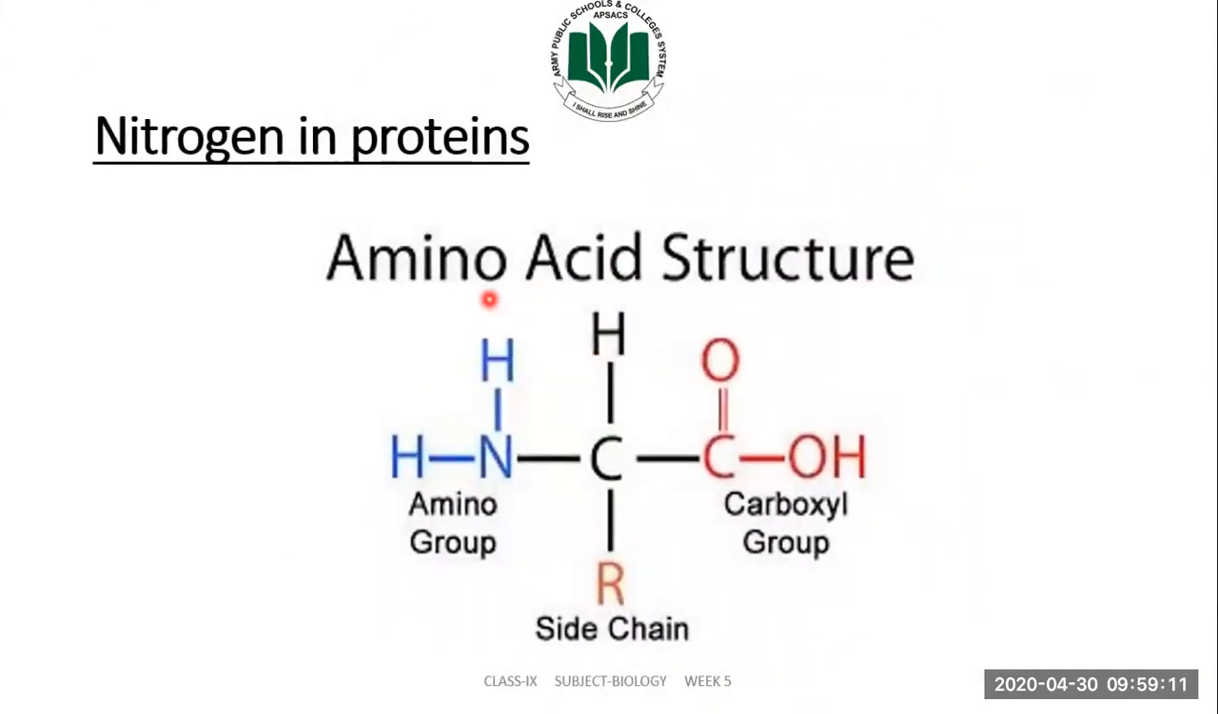Now, nitrogen in proteins. You can see here, proteins are made up of smaller amino acids. They are joined together. In one amino acid structure here, you can find nitrogen. Nitrogen is the main component of amino acids. So if nitrogen is absent, no amino acid will be formed completely, and hence plants will show poor growth.